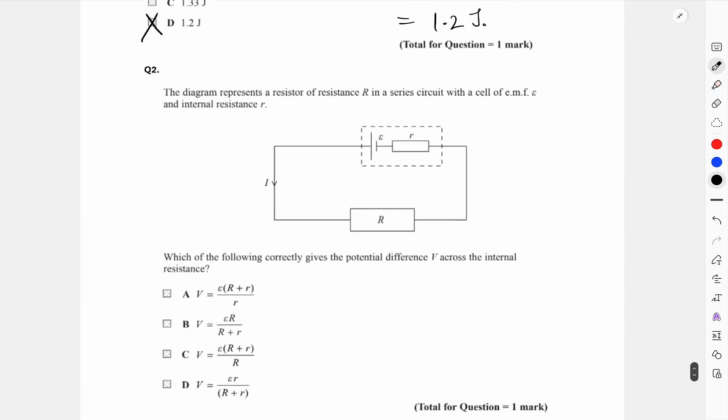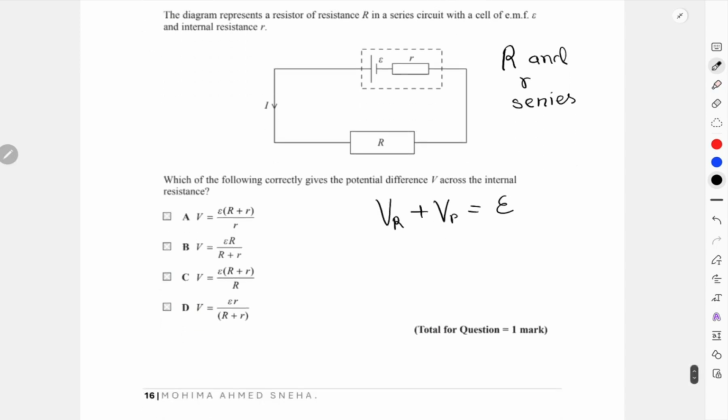from this part, whenever they are asking you to find the internal resistance, what are they trying to find out? Which of the following correctly gives you the potential difference across the internal resistance? Now they are trying to find the potential difference across the internal resistance. Always remember, in a series circuit, over here this capital R and small r are connected in series. That means the total voltage is going to be the voltage of the separate components, like the voltage of this fixed resistor plus the voltage of this internal resistance is going to be equal to your total EMF, right? And we can break this down easily.